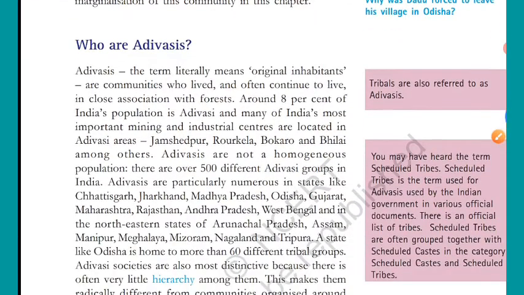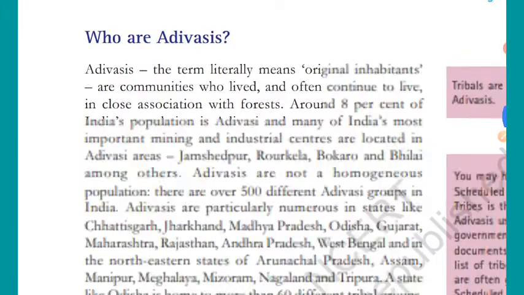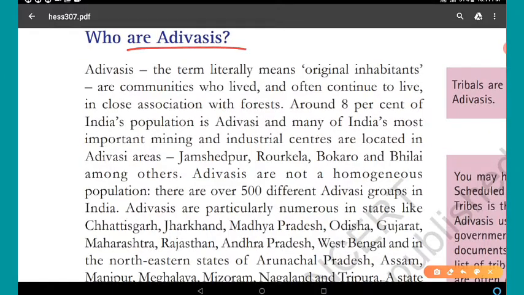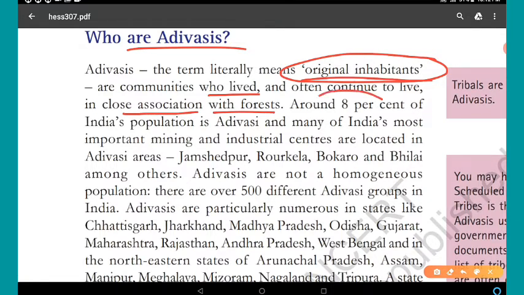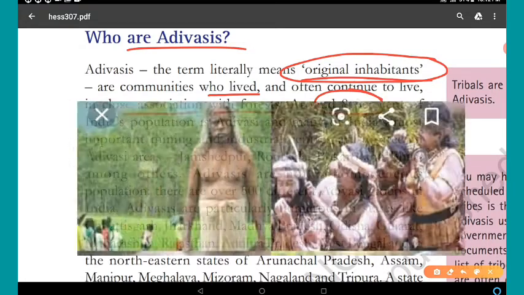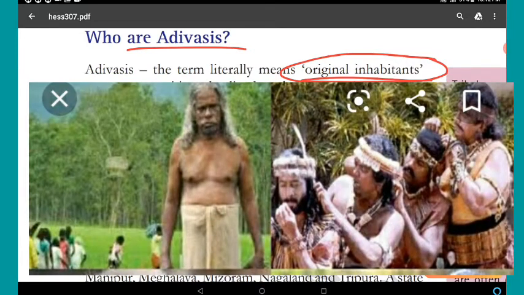Now, who are Adivasis? Adivasis are the people who live in the forest. The term literally means original inhabitants. Inhabitants of the forest are communities who lived and often continue to live in close association with the forest, meaning nature. Around 8% of India's population is Adivasi, and many of India's most important mining industrial centers are located in Adivasi areas, like Jamshedpur, this is an Adivasi area.